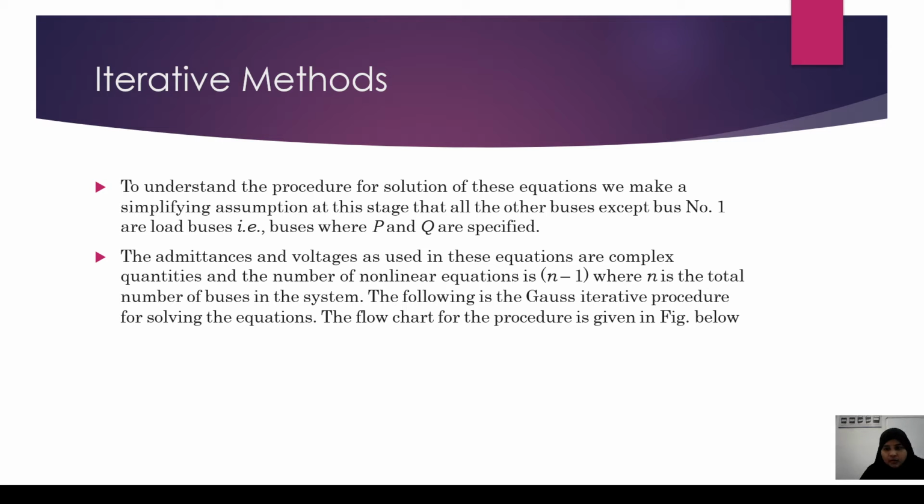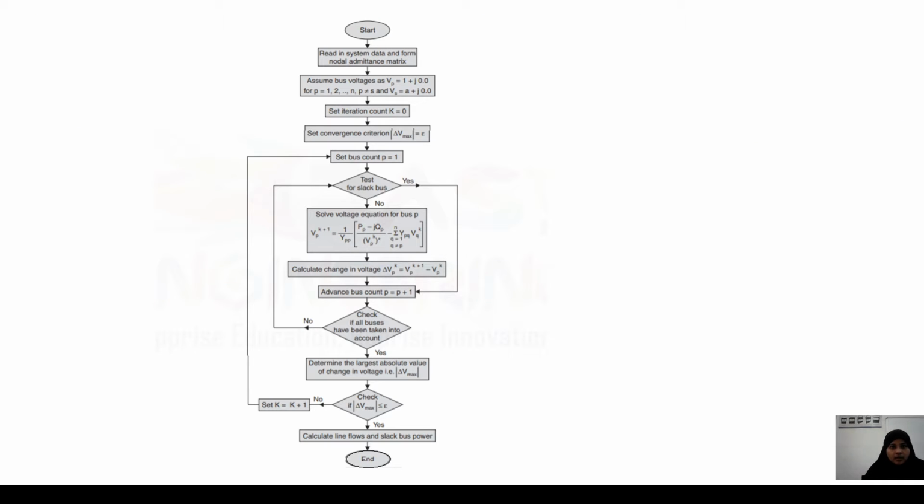Now we are going to see the Gauss iterative procedure for solving equations. We first see the Gauss method, then the Gauss-Seidel method. So the Gauss method flowchart we are going to see now. First is start: read in system data and form the nodal admittance matrix. How to form the nodal admittance matrix, we have already seen in the previous classes.